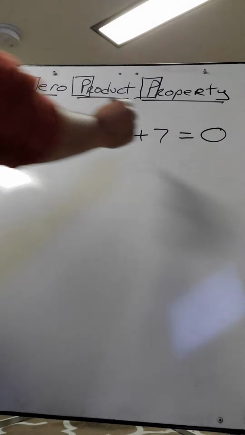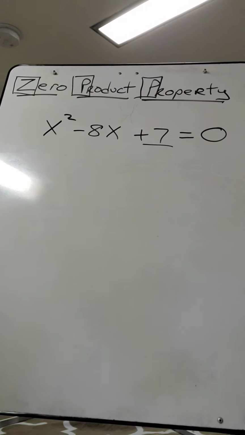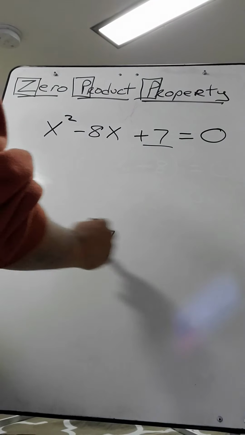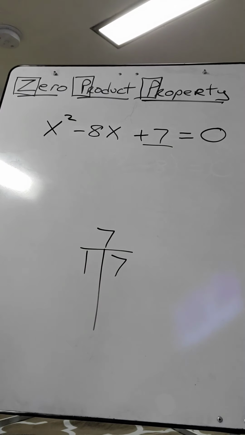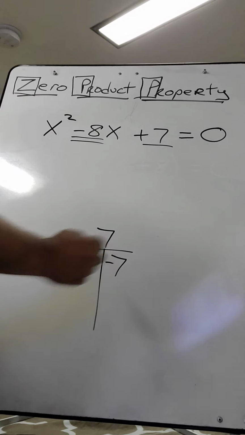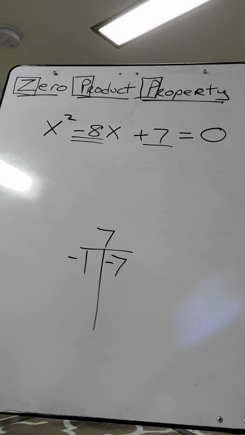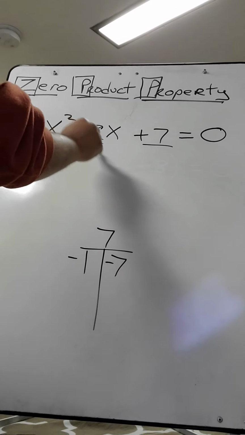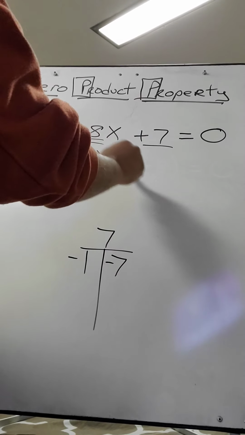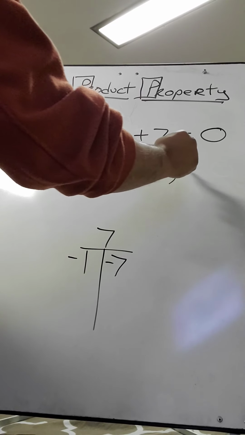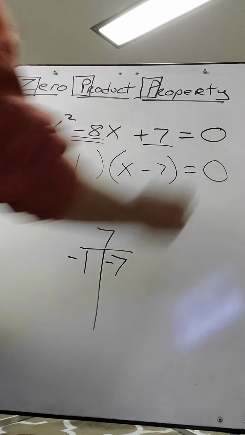Again, I need to find factors of my positive 7. I know there are only two factors of 7. I know it's only going to be 1 and 7, but those need to equal a negative 8. So I can make both of these negative, negative 1 and negative 7. So I can go ahead and put my binomials down, x minus 1, x minus 7. Bring my equals 0 down.